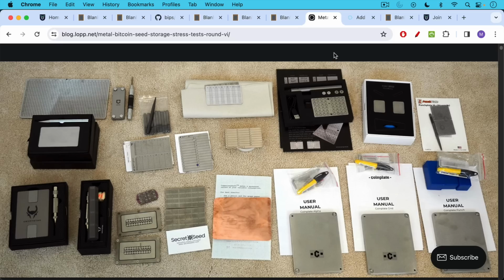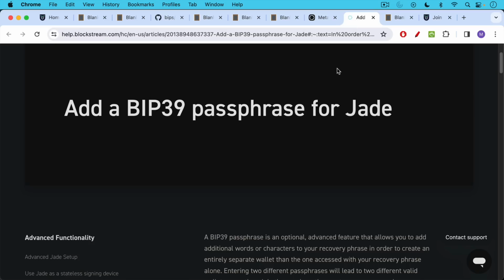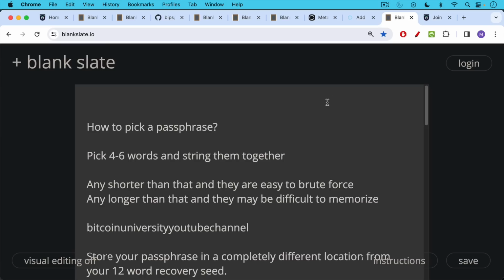Now, they could try to brute force it. Maybe they'd create a passphrase wallet using your name or using the word Bitcoin or something like that. So given enough time, things can be brute forced, but this is really another layer of protection using a passphrase. I'm going to link in the description notes below to this article about how to add a passphrase to the Blockstream Jade, which is the hardware wallet we've been covering on this channel.